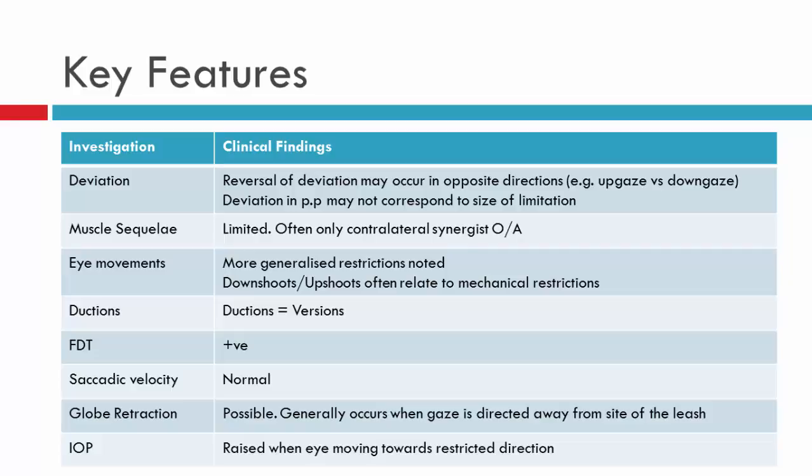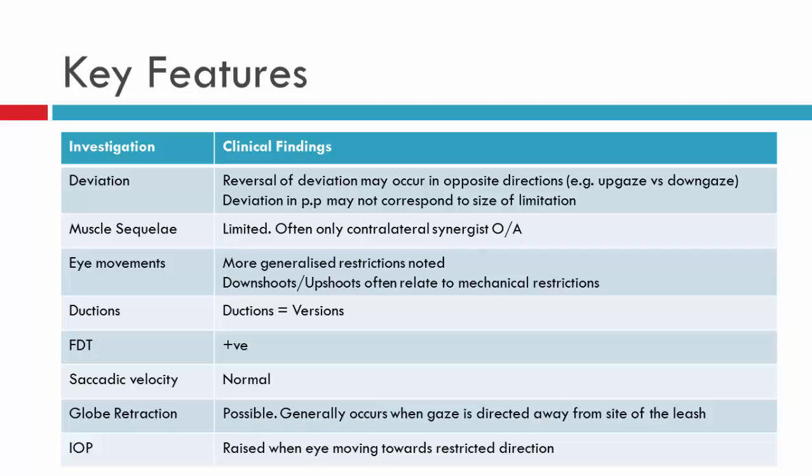The deviation in primary position also may not correspond to the size of limitation. So you may be seeing a -3, for instance, limitation, and that usually causes a deviation in primary position, but you may see the eyes are relatively straight or maybe even straight even though you have a -3 limitation. This generally indicates that what you have present is mechanical and not neurogenic. In terms of the muscle sequelae, this is generally limited. You're not going to see a full muscle sequelae in a mechanical restriction. At most, you'll only see the contralateral synergist overacting.